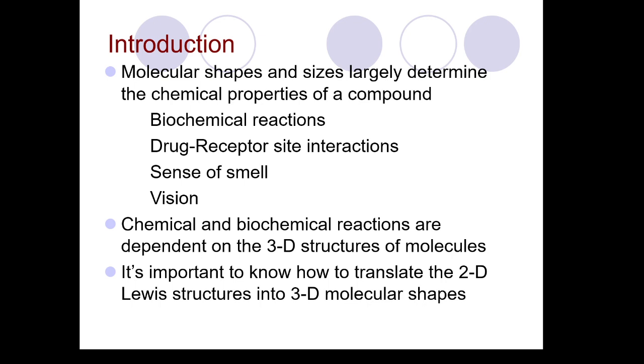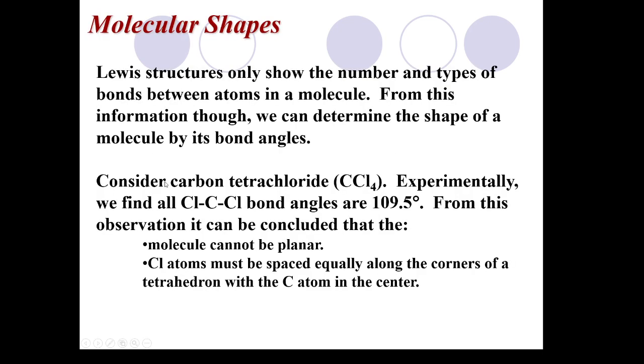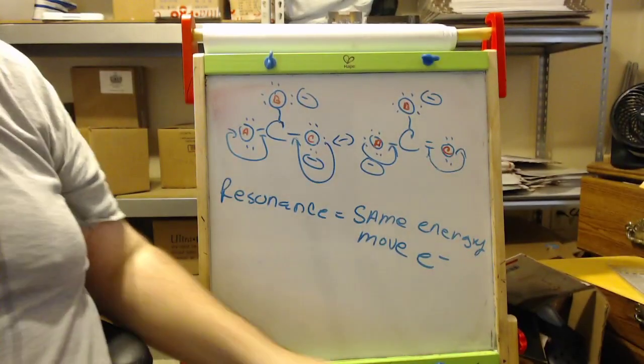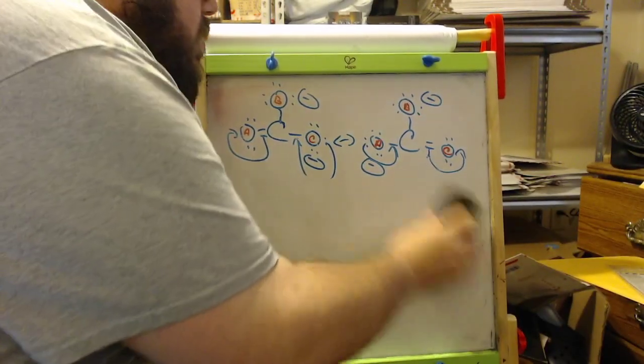Now, we're not going to get into drawing the 3D structures yet and how they're going to look and dashes and wedges just yet, but we should be able to take our 2D, and what we're going to talk about now is VSEPR theory, and again, make them into 3D structures. So carbon tetrachloride, which is a carbon that is bonded to 4 chlorines.